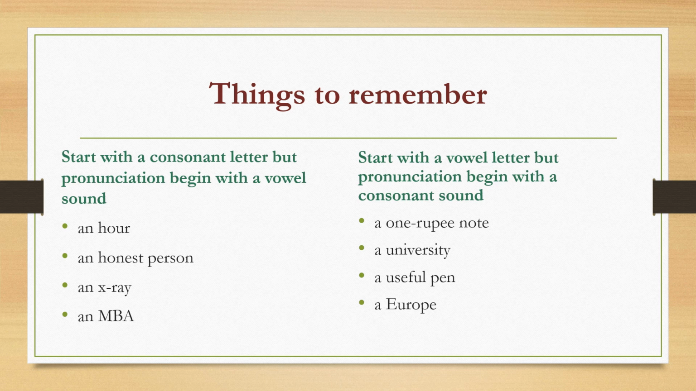Now let's check the next case that starts with a vowel letter, but pronunciation begins with a consonant sound. A 1 rupee note. Here, 1 begins with the consonant sound of W. Similarly, a university. Here, university begins with the consonant sound that of Y. And some other examples are a useful pen and a Europe.